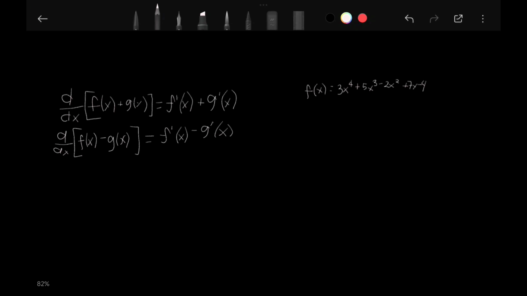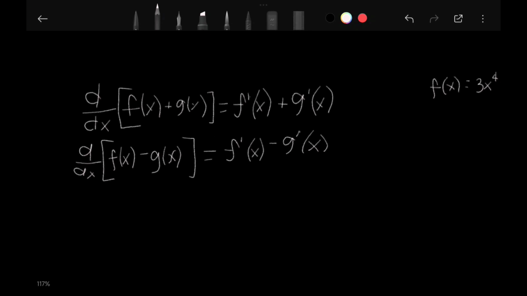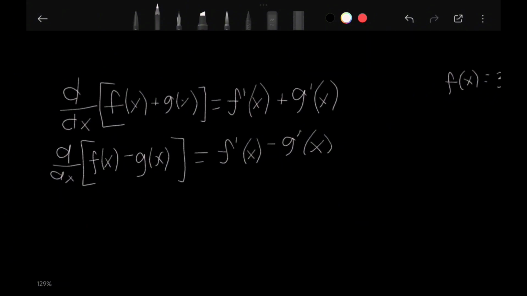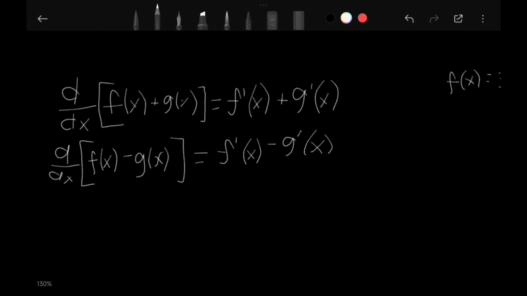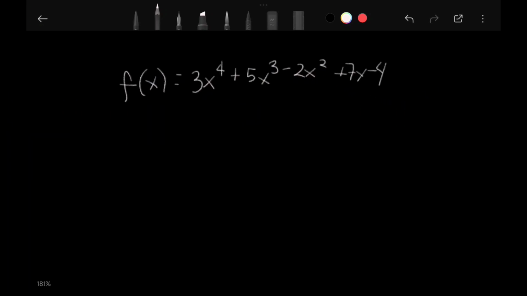Now, let's get started. First, the sum and difference rule states that the derivative of f of x plus g of x equals the derivative of f of x plus the derivative of g of x, and vice versa. This means that when we differentiate a function that consists of multiple terms added or subtracted, we can differentiate each term separately. So now, let's try an example.